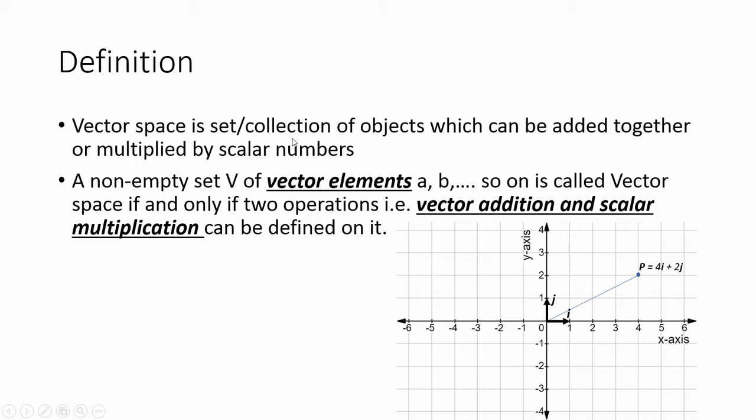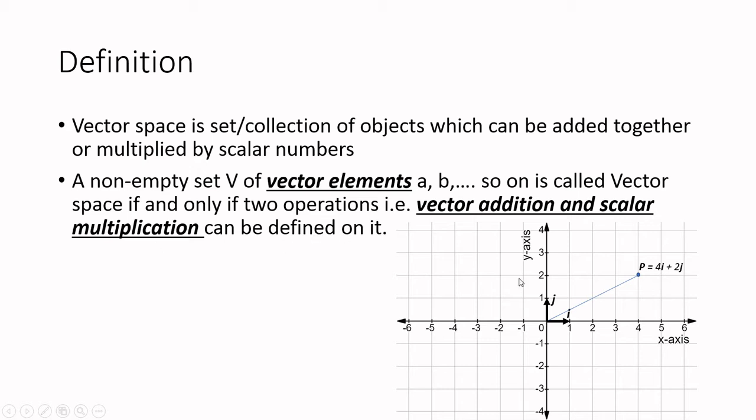Vector space can be defined as a set or collection of objects which can be added together or multiplied by scalar numbers. Technically, a non-empty set V of vector elements A, B and so on is called a vector space if and only if two operations, that is vector addition and scalar multiplication, can be defined on it.